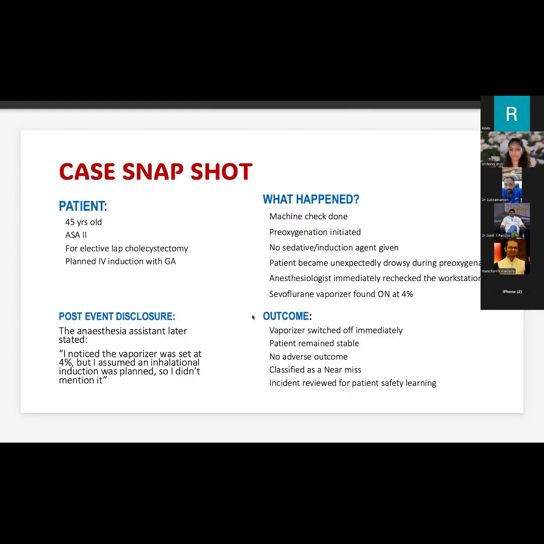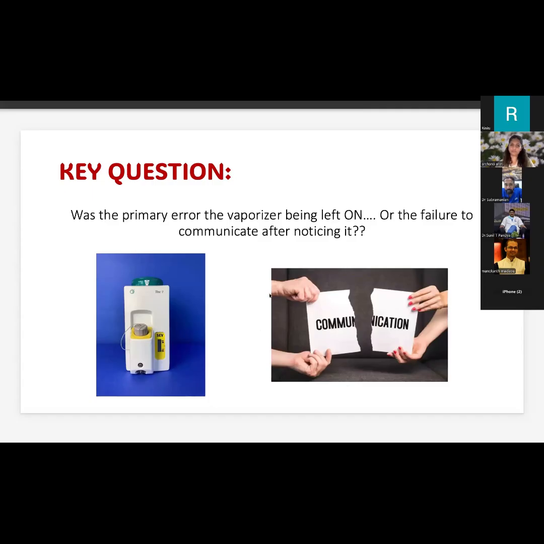So what was the outcome here? The vaporizer was shut off immediately. The patient thankfully remained stable, with no adverse outcome. So it is classified as a near miss. But this incident is reviewed by us for patient safety learning. Next slide, ma'am.